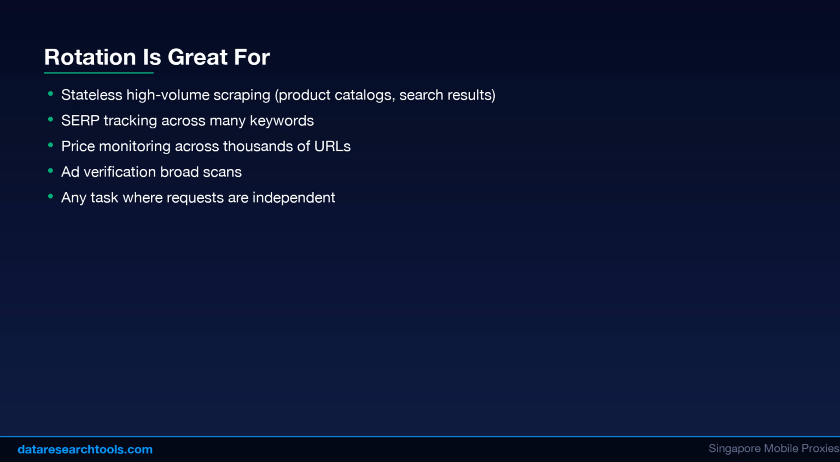Ad verification. Checking what ads are served to users in different regions, on different carrier networks at different times. Each check simulates a fresh user view. Rotation across a geographic IP pool is exactly what this requires. In all these cases, the task is stateless. No login, no session persistence, no account at risk. Rotation is the optimal strategy.